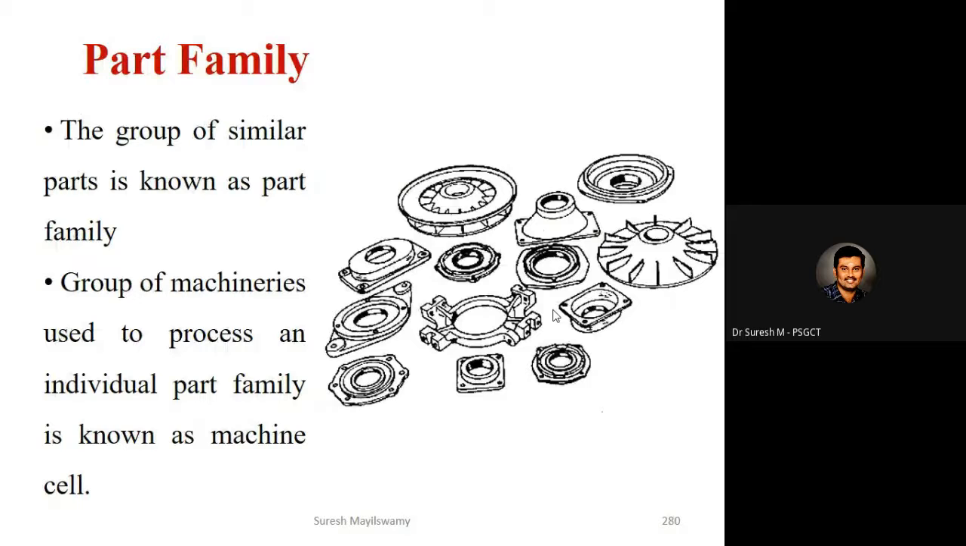So these are some examples of a part family. Suppose we are grouping parts together, that is considered a part family. A group of similar parts is known as a part family, and a group of machinery used to process an individual part family is known as a machine set.